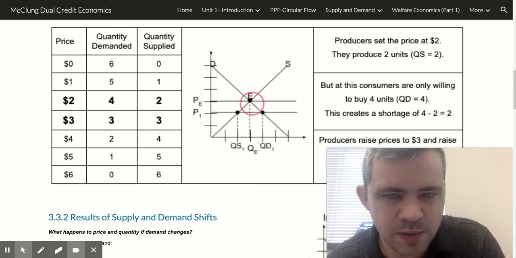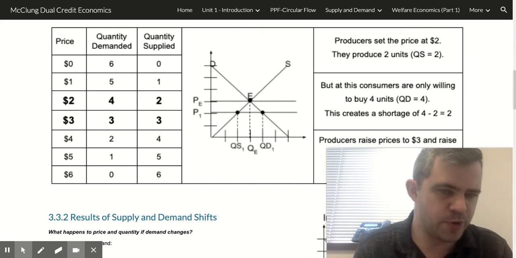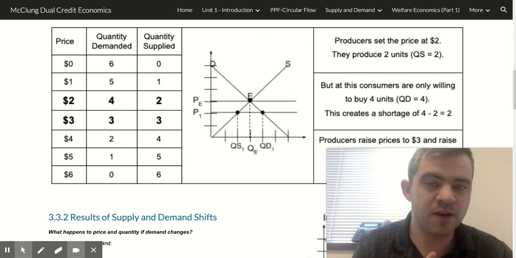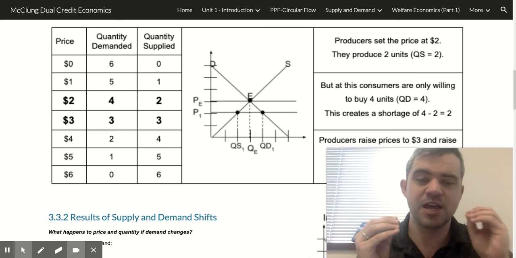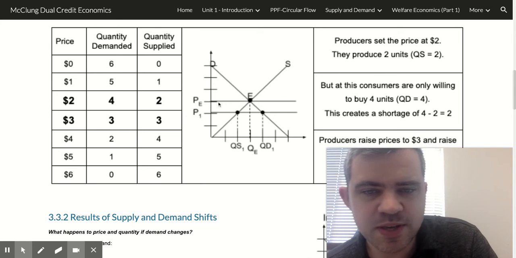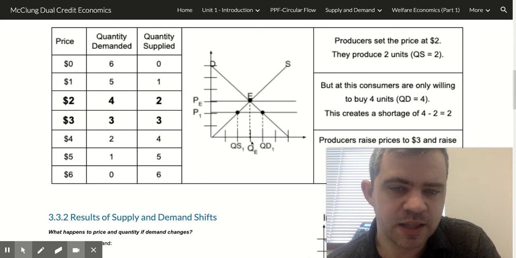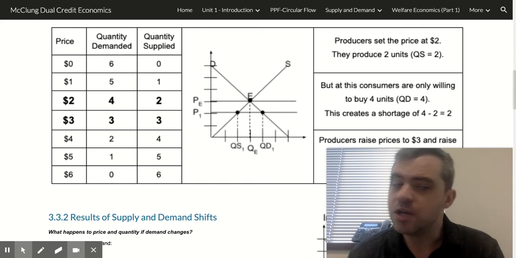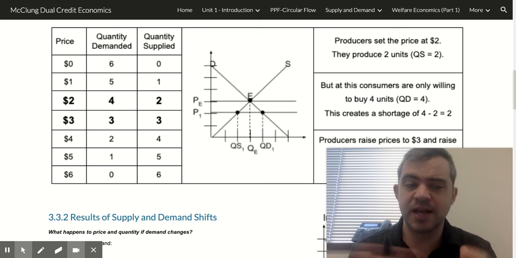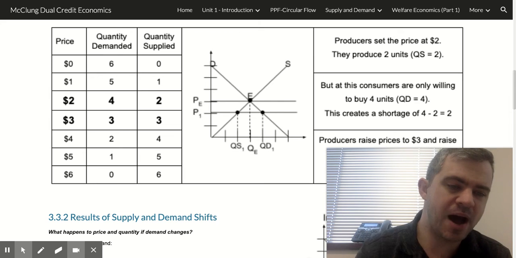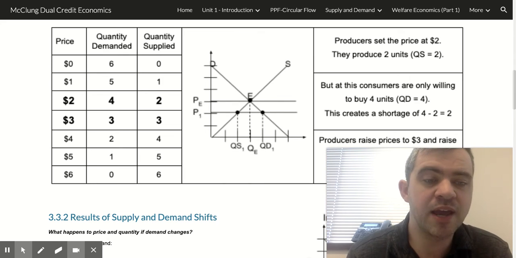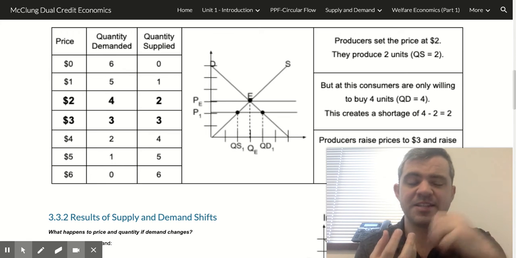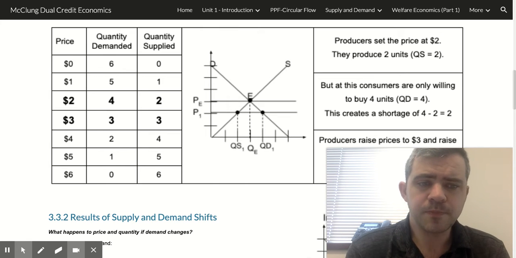So this point right here is called equilibrium. Okay? It's a price at which quantity supplied equals quantity demanded. So this price right here leads quantity supplied and quantity demanded to be equal. So there's no shortage, there's no surplus. You're selling just about, you're producing about the same amount that is being consumed.